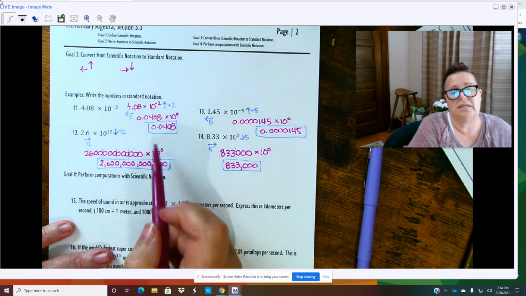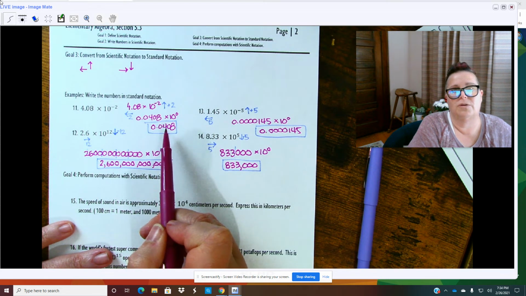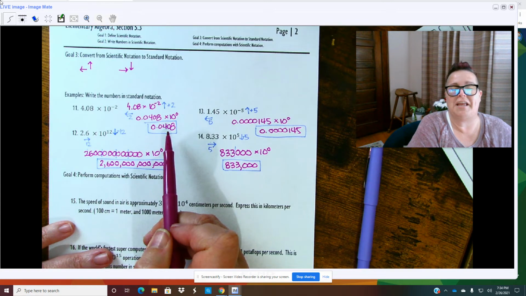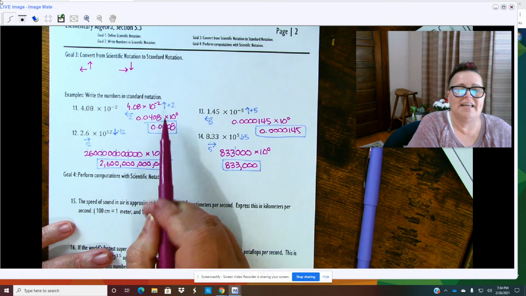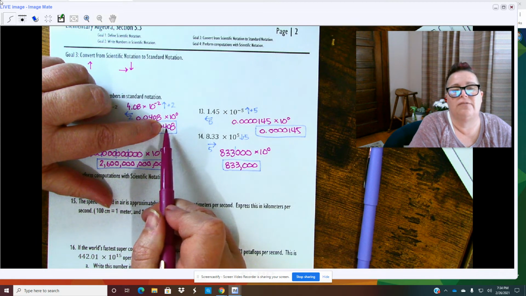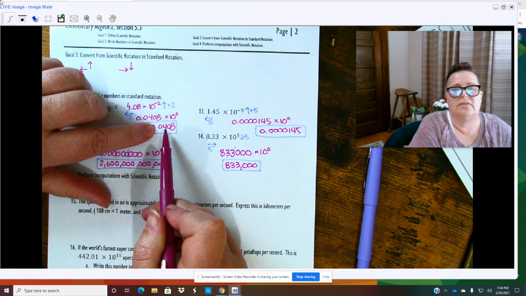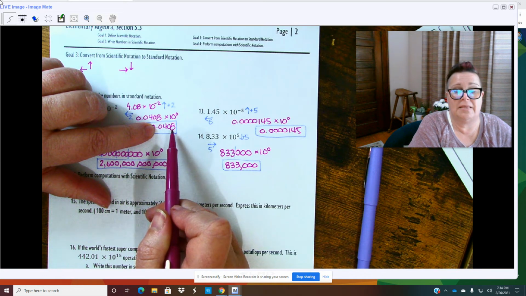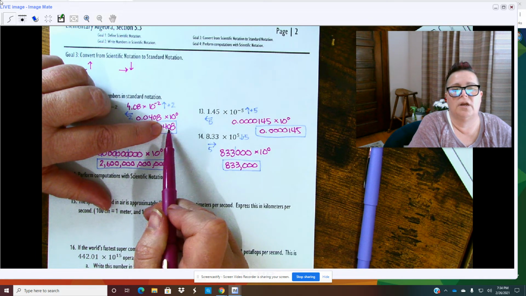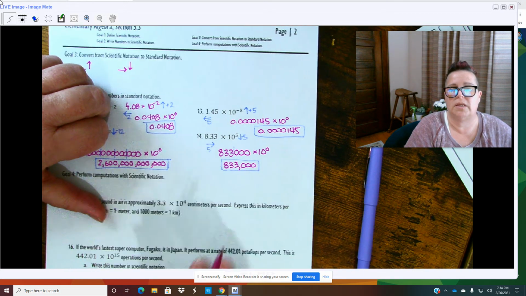Oh, and I didn't do the decimals. So just for practice, how would I say 0.0408 other than saying 0.0408? I look not at the zeros, but I look at this and I see 408. So this would be 408 tenths, hundredths, thousandths, ten-thousandths. So this would be 408 ten-thousandths would be the actual number here.